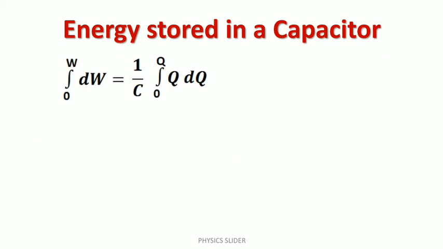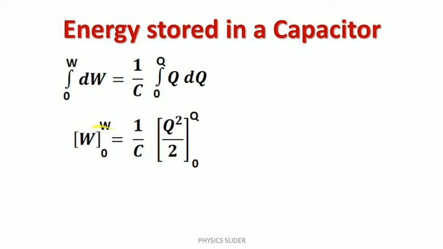Let's do this. Integration 0 to W of dW is equal to 1 upon C. The capacitance is constant. That's why we are not integrating the capacitance, since it is a constant. We don't integrate the constant. Now this Q dQ we are integrating from 0 to Q. Now the integration of dW becomes W, with lower limit 0 and upper limit W.